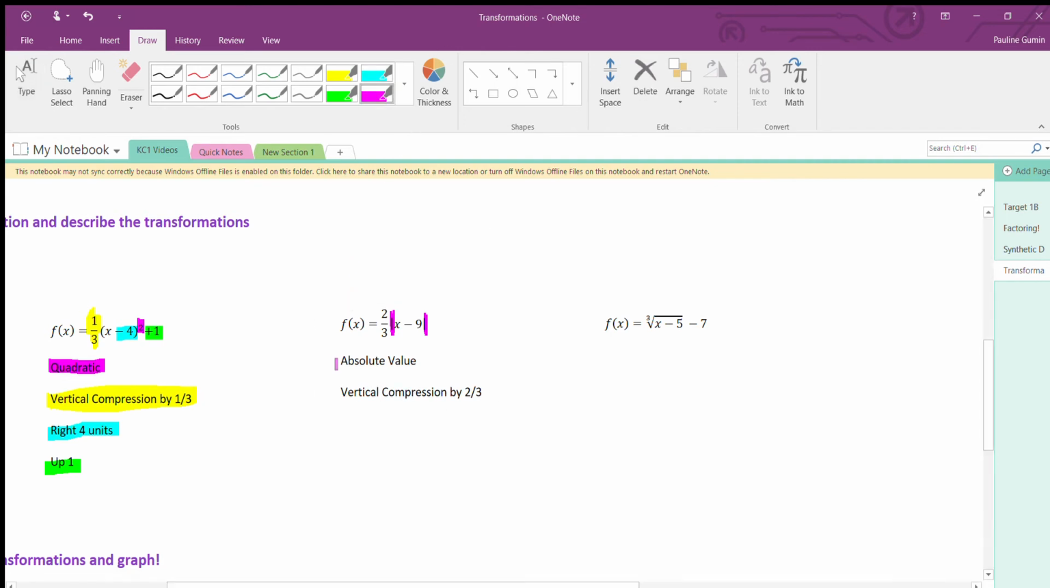All right, let's color code. Color, color, color. And lastly, we have a -9. This is inside of the absolute values, which is the same as thinking about inside parentheses. They're grouping symbols. We're going right 9.